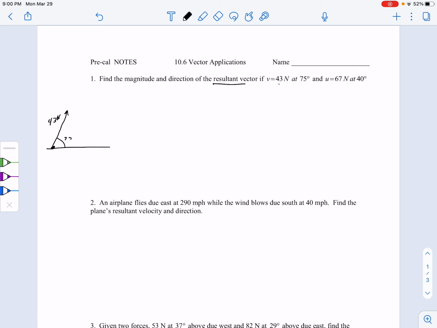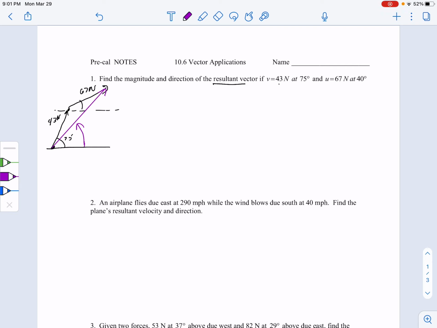And this is 75 degrees. At that point, you draw horizontal, and you have 40 degrees. And remember, the initial point starts at the terminal point of the first one, and then you do 67 newtons. And my resultant connects the beginning to the end. So I'm looking for this angle and the length of that line.